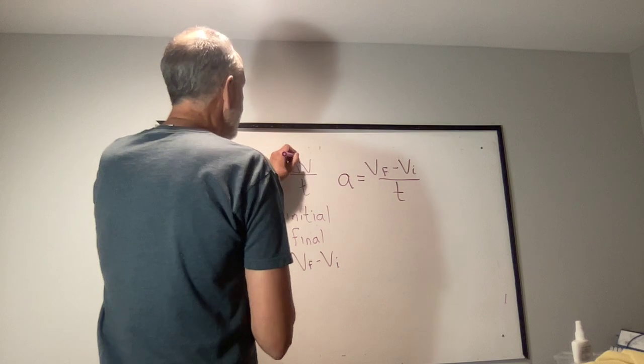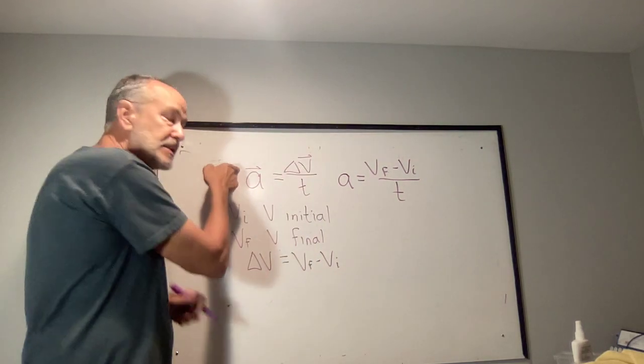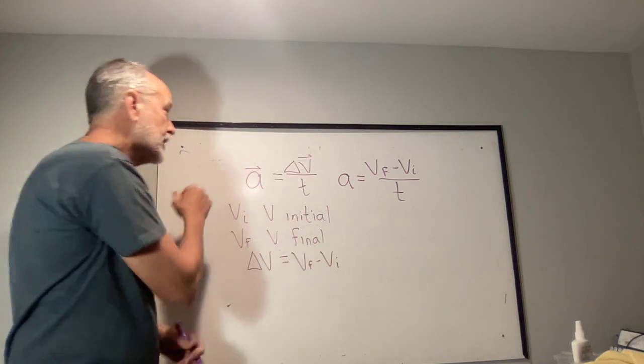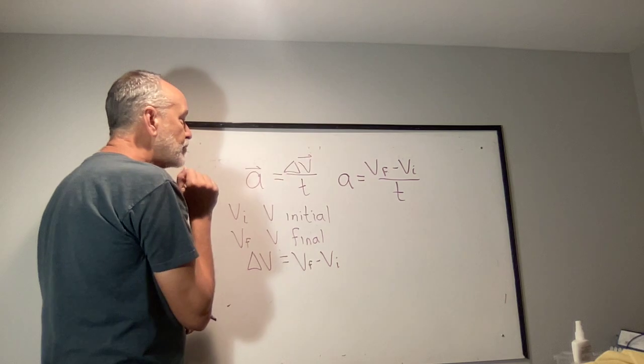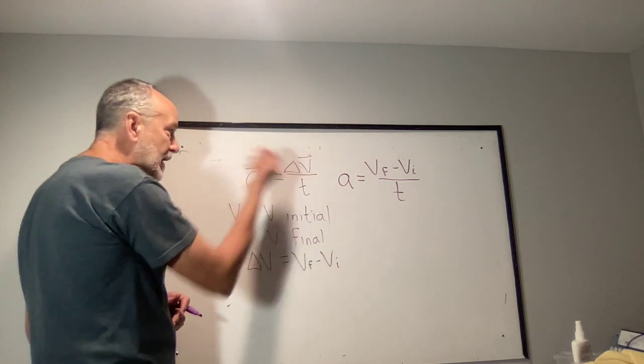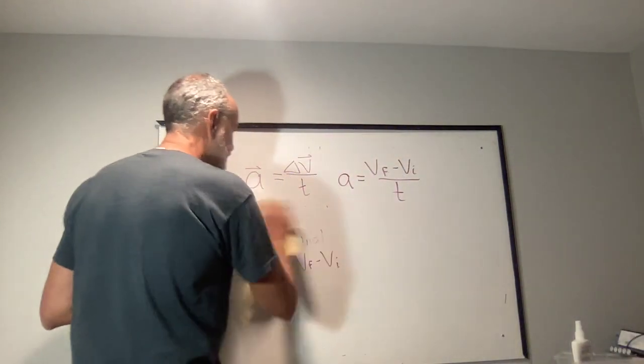Sometimes we write it like this, indicating velocity is a vector and acceleration is a vector. This isn't the symbol for average, okay? But those are both vectors, and they have the same direction. The direction of the acceleration is the direction of the change of velocity. Okay, so let's figure out how we use this to solve problems.